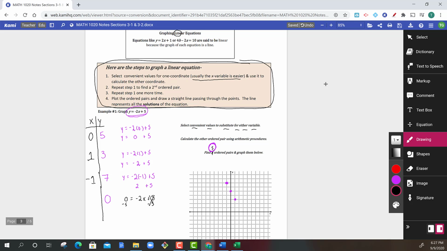We've got to subtract 5 from both sides and then divide both sides by -2. And we're going to write that as a decimal, positive 2.5. So that is right 2.5 and up 0 units.